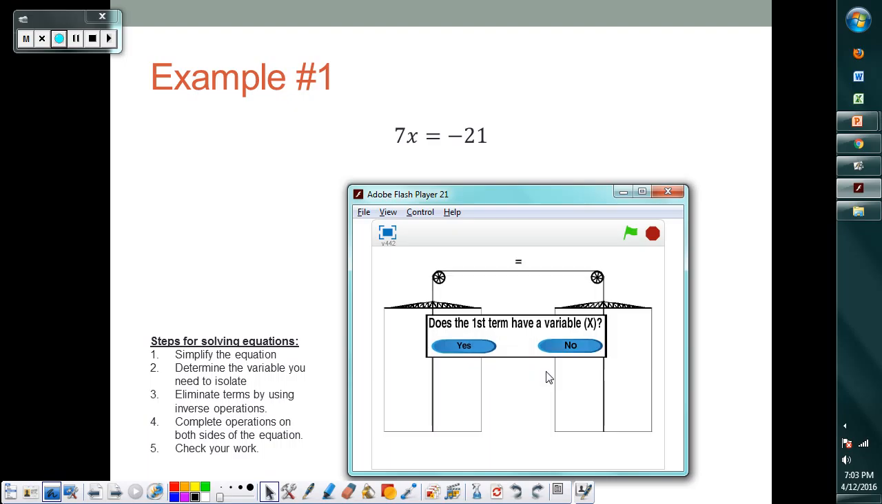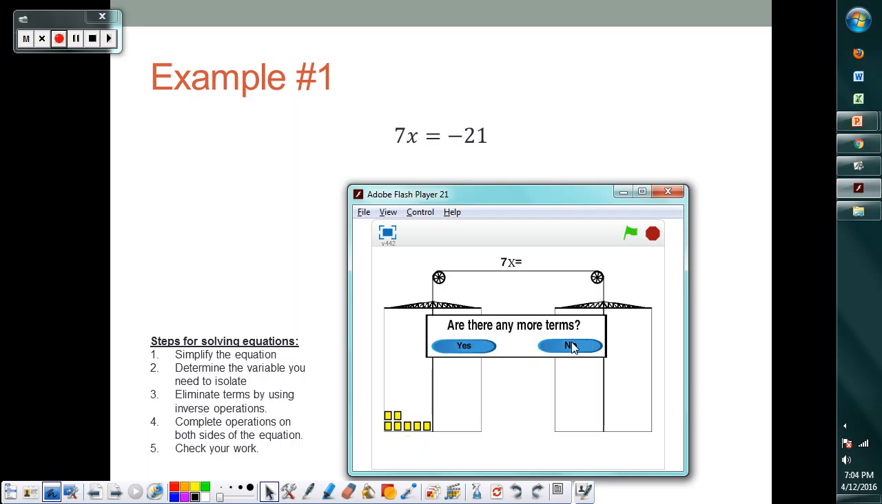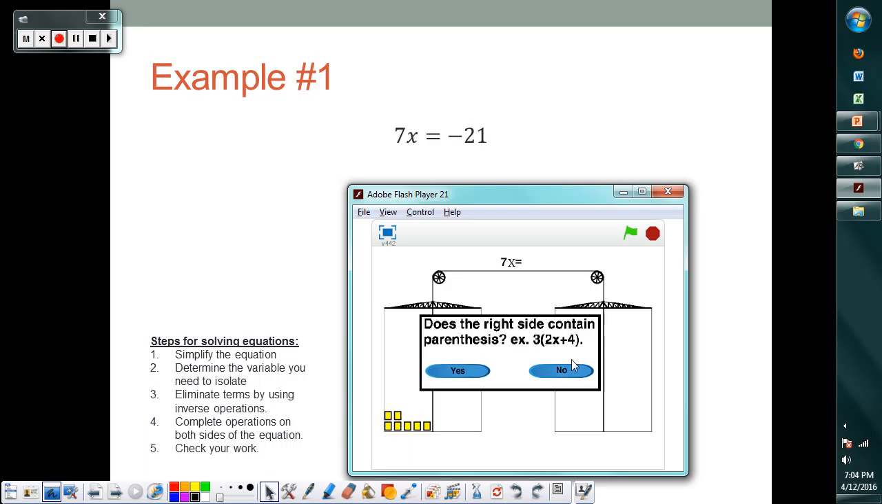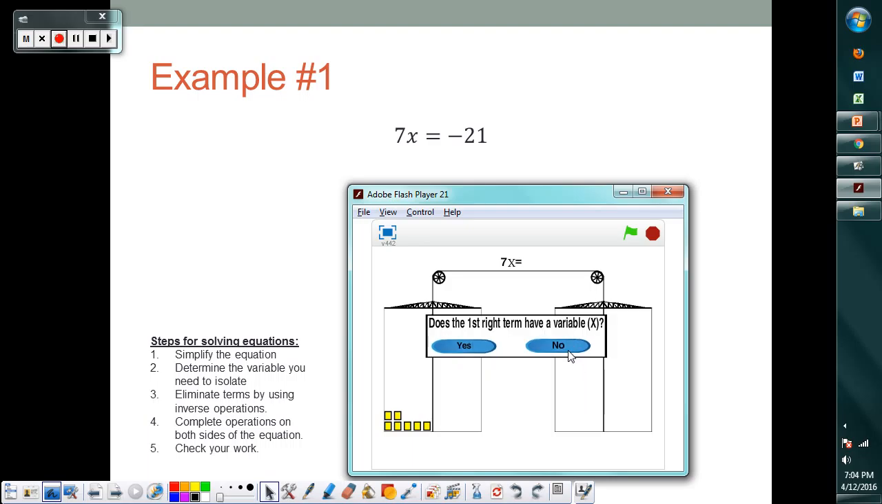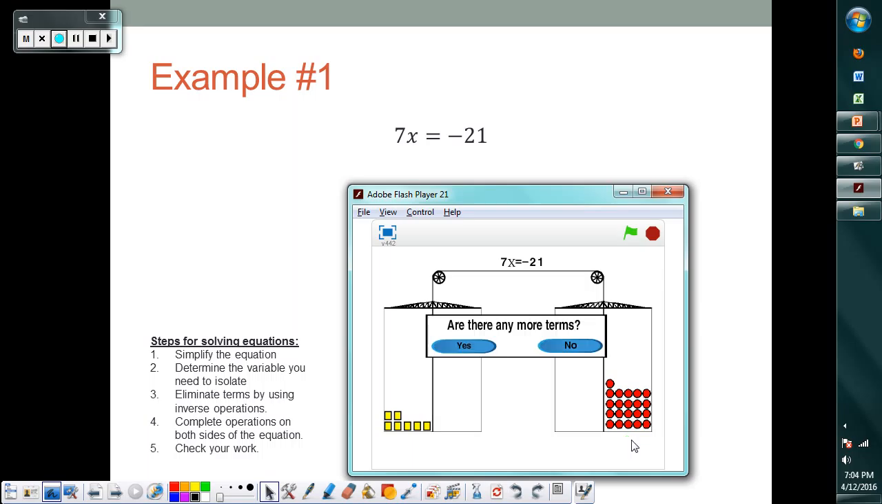I guess it would help if I actually put 7x's on the left side. One of the things with this is there's no back button, so if you make a mistake like I just did, you do have to start it over. Hopefully you'll get the hang of it before you get too far. Alright, back caught up again. I'm going to put negative 21 here. Okay, click my green check. No more terms. Ready to start working.